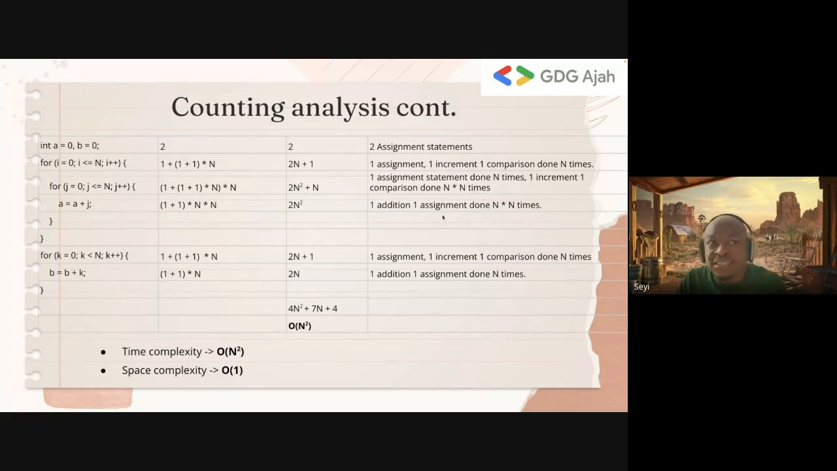And within the nested loop, we have 1 addition, 1 assignment, but we are doing that n times. Can you explain the magnitude of n to me like I'm 12? So magnitude of n means basically like n squared, n cubed. So in this example now, we see that we have an n squared when we are summing up.